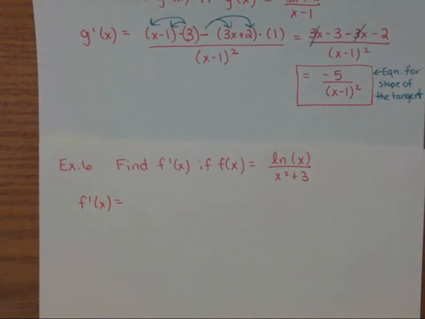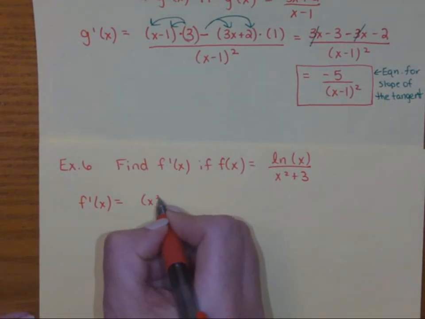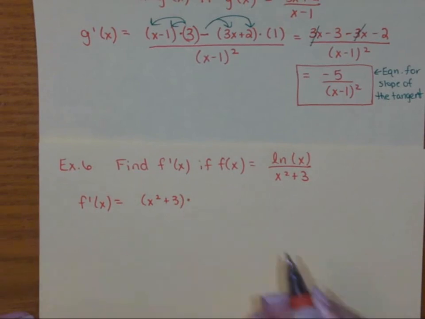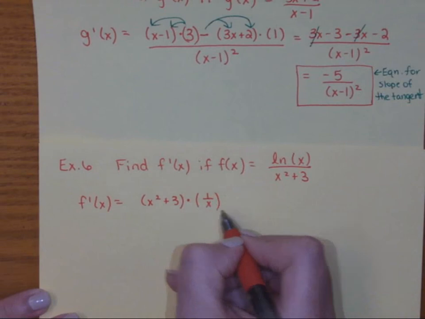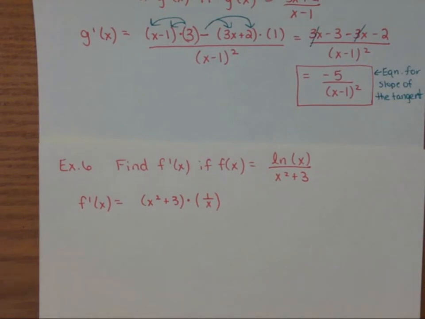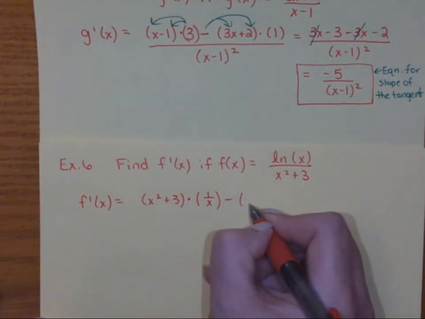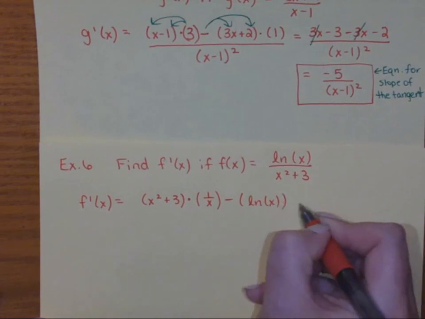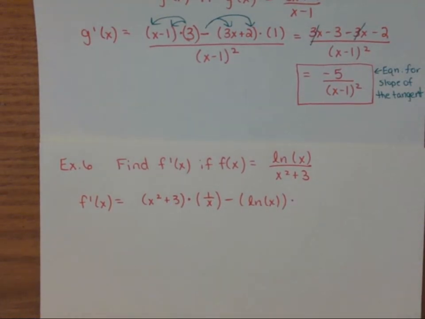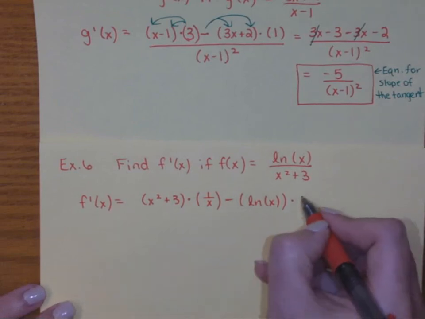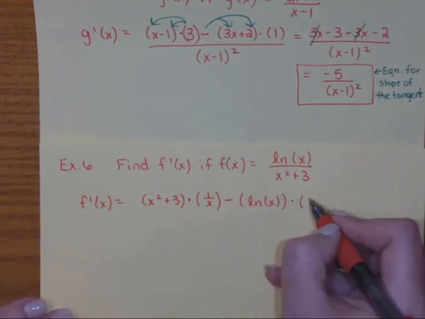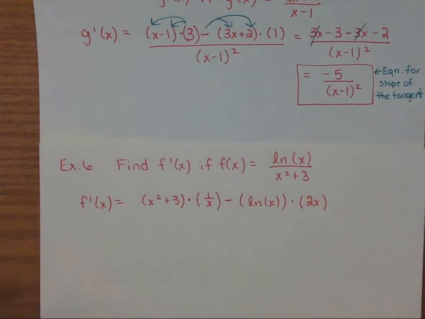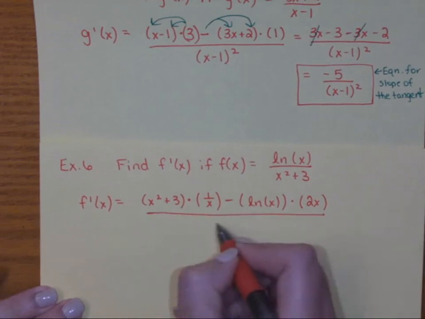So we're doing quotient rule, right? So it is bottom times derivative of the top. The derivative of natural log of x is one of our special cases. That derivative is 1 over x. Minus the top. Okay, notice I didn't change the top, right? Times the derivative of the bottom. So what's the derivative of x squared plus 3? So it's 2x. And then it's all of that over the bottom squared.